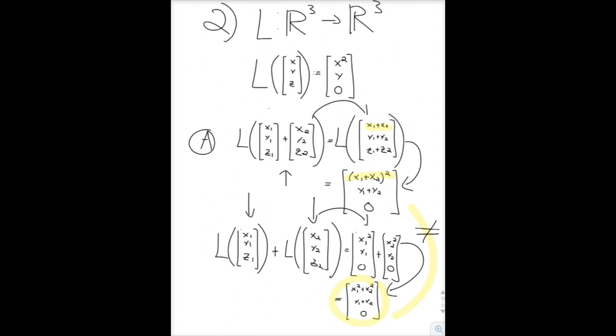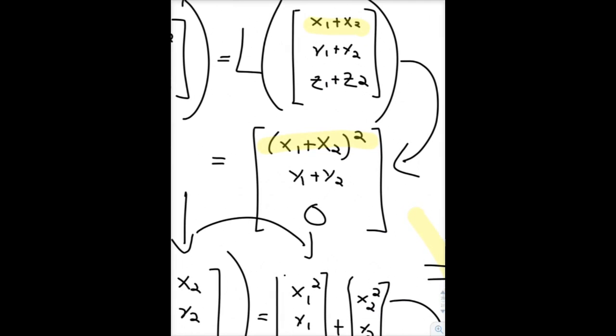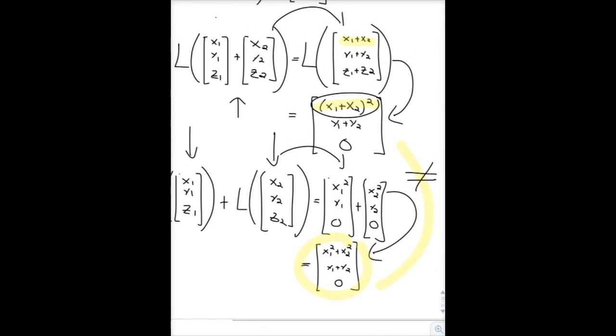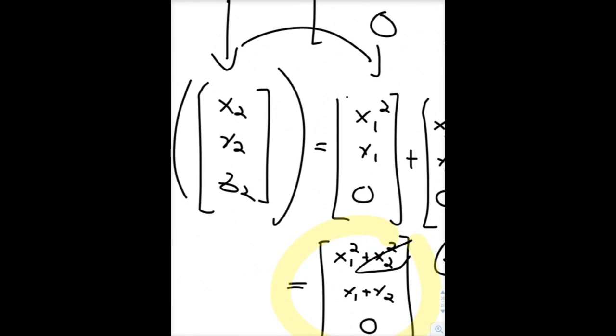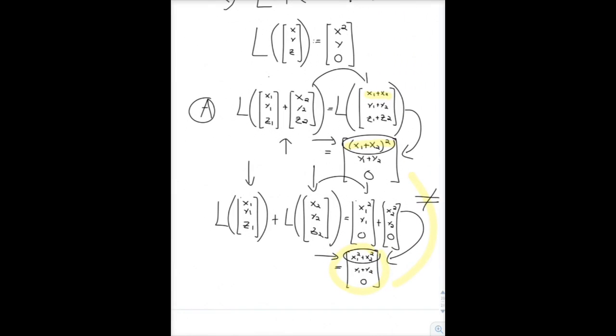If this isn't abundantly clear, let me make sure it is. So the problem is, if I can zoom in, that here the first coordinate is x1 plus x2 quantity squared. But down here, the first coordinate is x1 squared plus x2 squared. Well, you should remember that those are not the same thing, right? The first one, x1 plus x2 squared, is x1 squared plus 2 x1 x2 plus x2 squared. And this one down here, of course, is missing that middle term. So this map L fails to preserve vector addition. It is not a linear transformation.